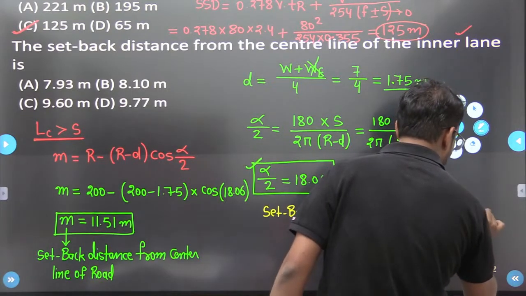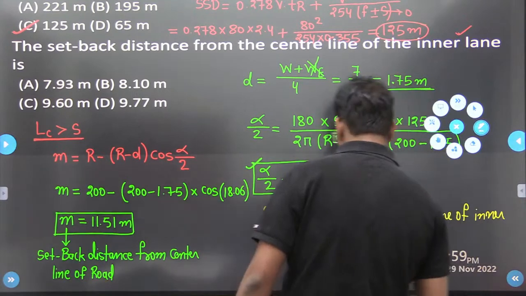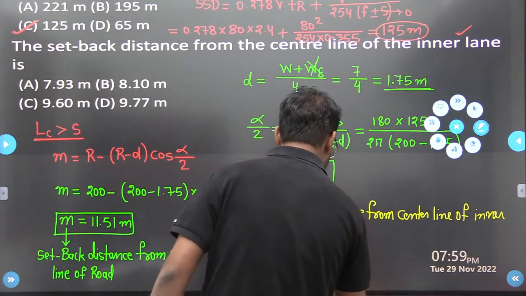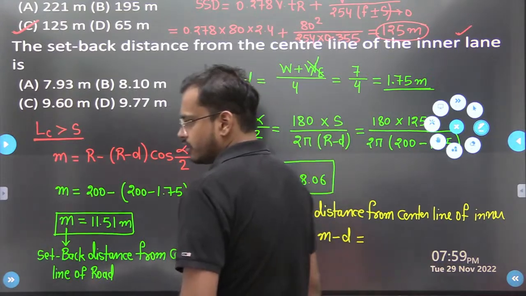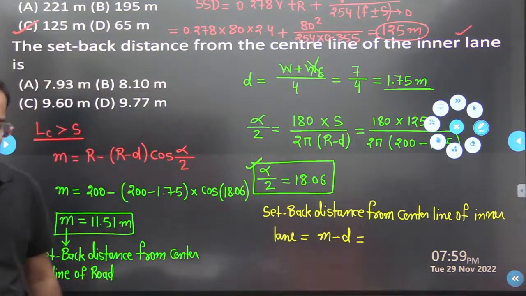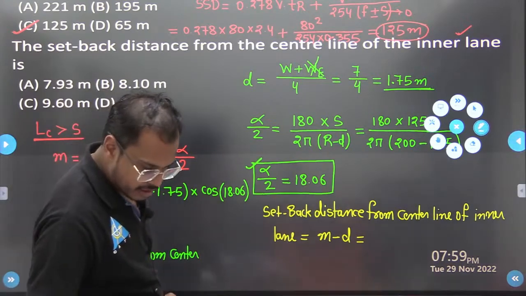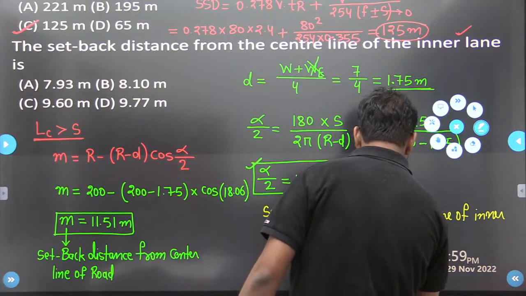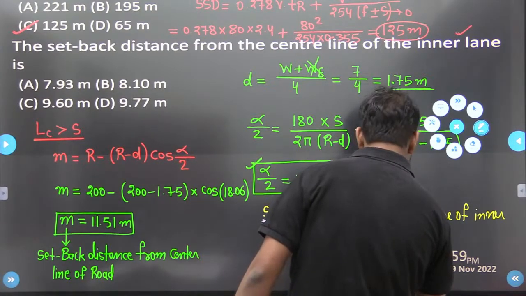We already know that if I am interested to calculate setback distance from center line of inner lane, the formula is m minus small d. If it is asked center line of outer lane, then m plus d. Am I right? So m minus d. So what is the value of m? M is 11.51 minus 1.75.